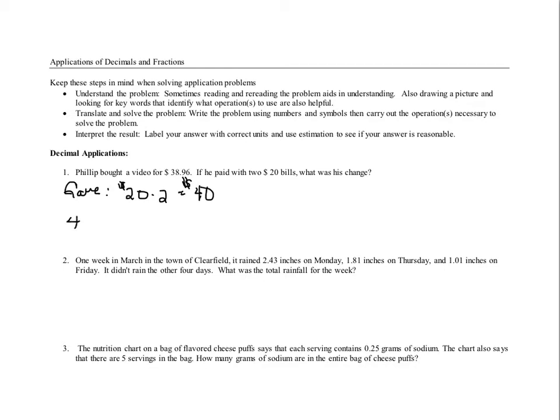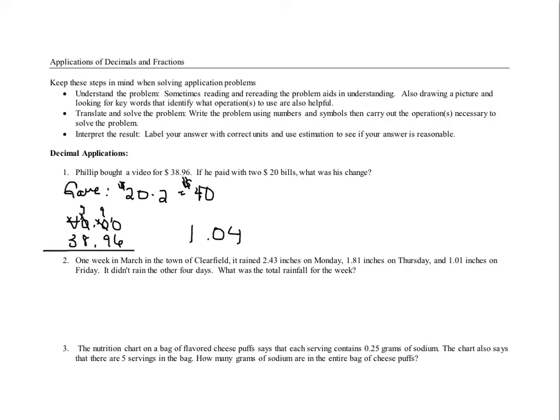So 40 take away $38.96. We can do it the old-fashioned way. 10 take away 6 is 4 cents, 9 take away 9 is 0, and then 9 take away 8 is 1. So $1.04.